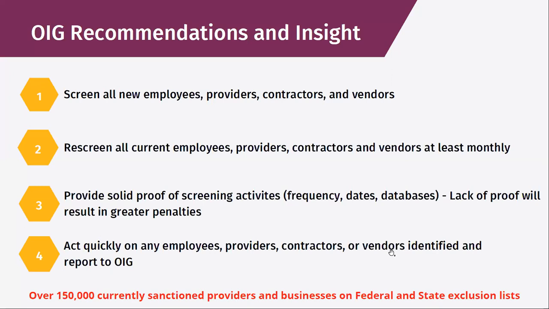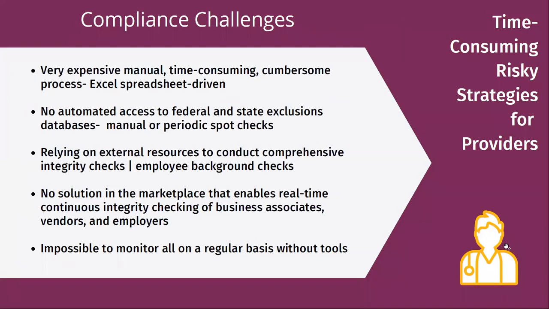And again, the quicker you can act, if you do identify a bad player that's come in, the less likely you are to suffer more significant fines and penalties from the OIG. But this can be a bit of a daunting task, because what are some of the challenges? It can be a very expensive process if you're checking things manually. It can be very time consuming. A lot of organizations are checking with Excel sheets and going out and monitoring these databases on their own.